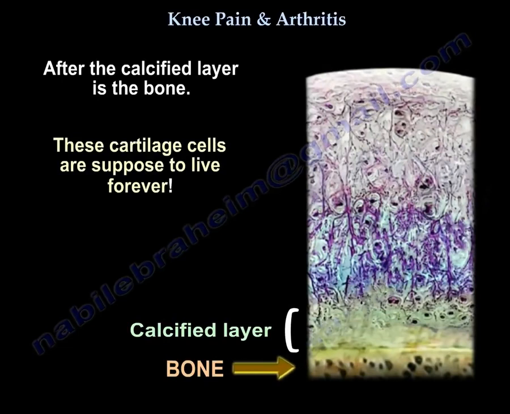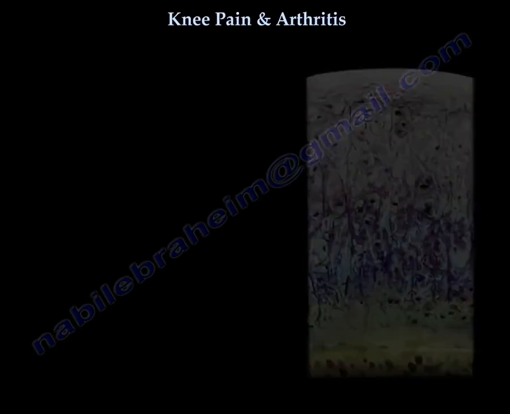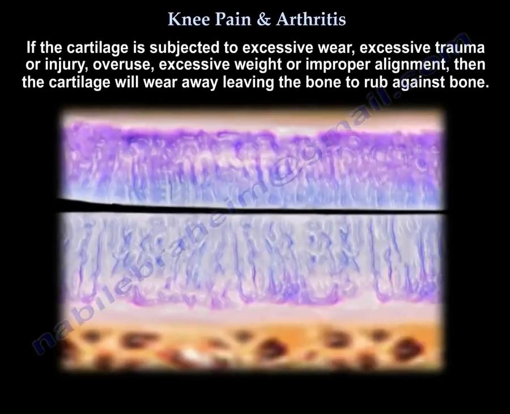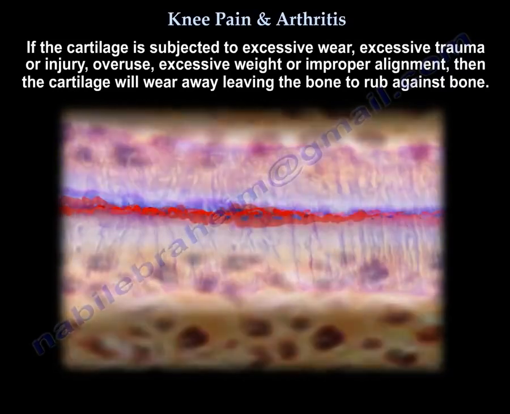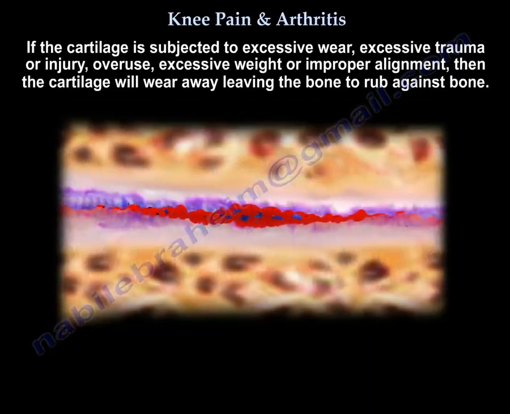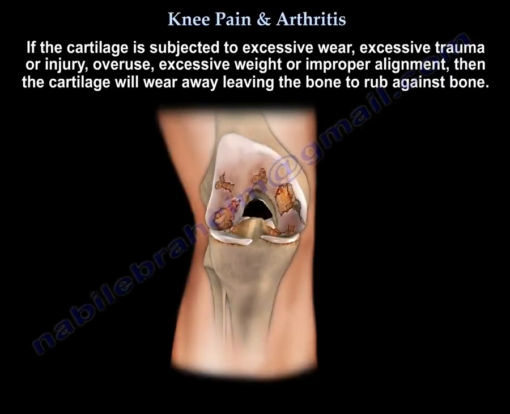These cartilage cells live forever. Good cartilage cells are sterile. They cannot make more cartilage if these cartilage cells are destroyed. If the cartilage is subjected to excessive wear, excessive trauma or injury, overuse, excessive weight, or improper alignment, the cartilage will wear away, leaving bone to rub against bone.